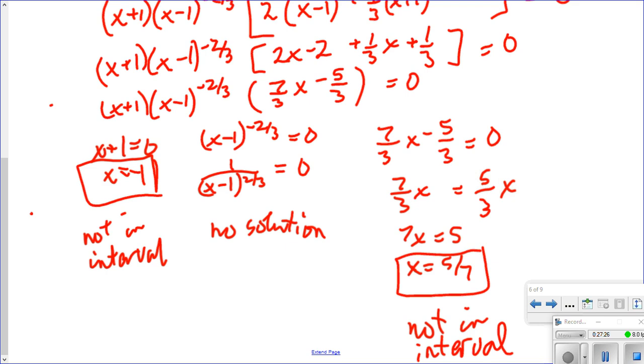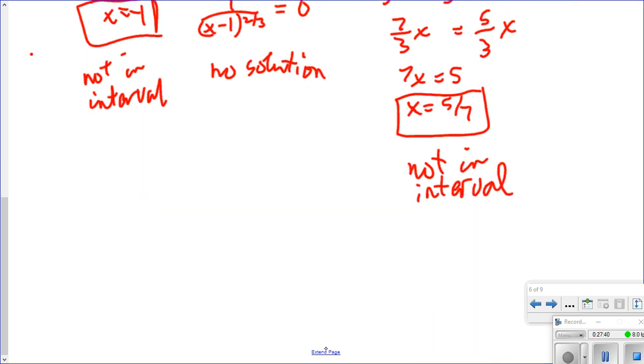Okay, so we went through that whole process to find the critical points, and we found our solutions. Well, one was no solution, but we found our solutions, and it turned out that they just weren't in the interval. Okay, so we still have to go through the critical point process. We don't know that they're not going to be in the interval until we find them. So now we just have to check f at 0 and f at 1/2.